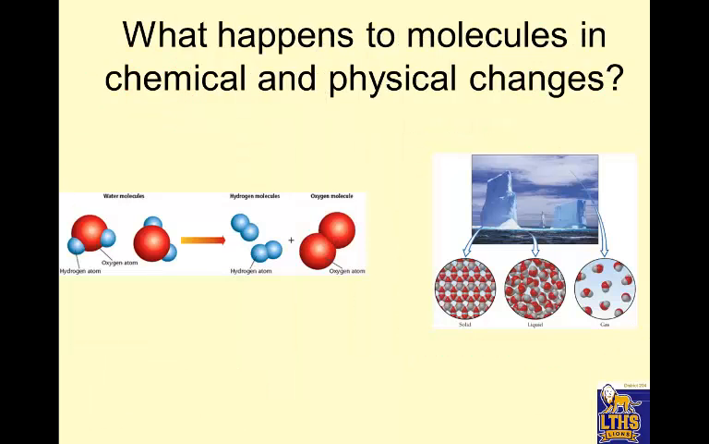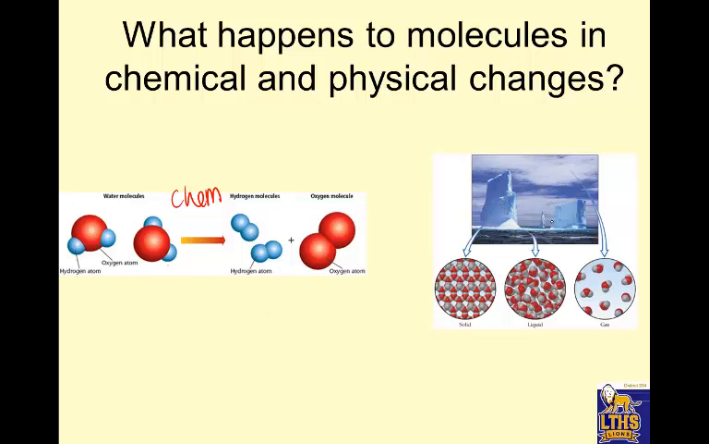What happens to molecules in chemical and physical changes? So these are molecules, right? And these are actually compounds because these atoms are different than those atoms, but together they make up water molecules. You do a chemical change, and you can get hydrogen atoms and oxygen atoms back from those molecules, okay? But the only way you can separate a compound is to do a chemical change.